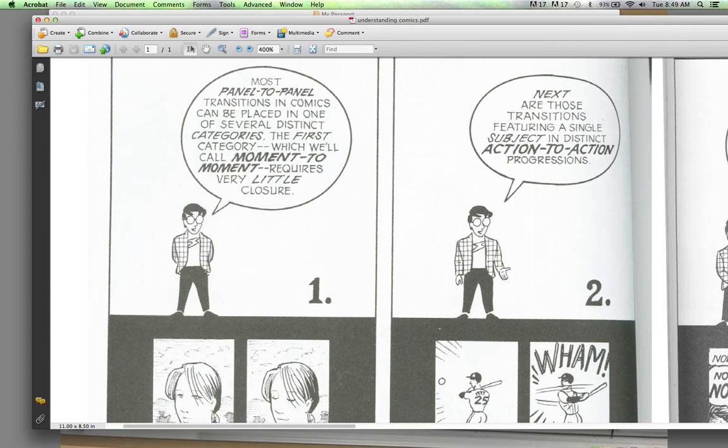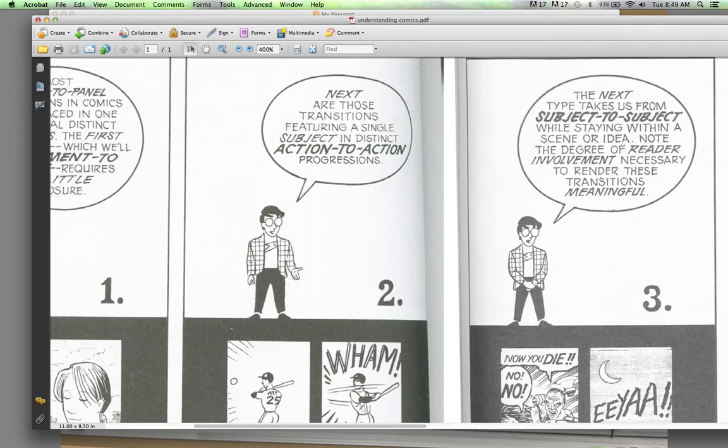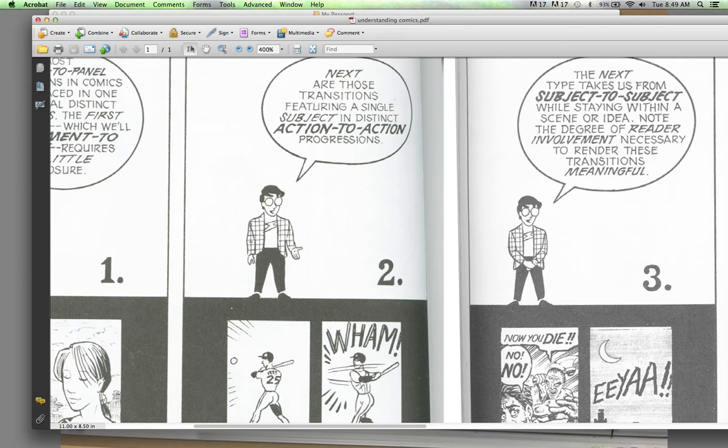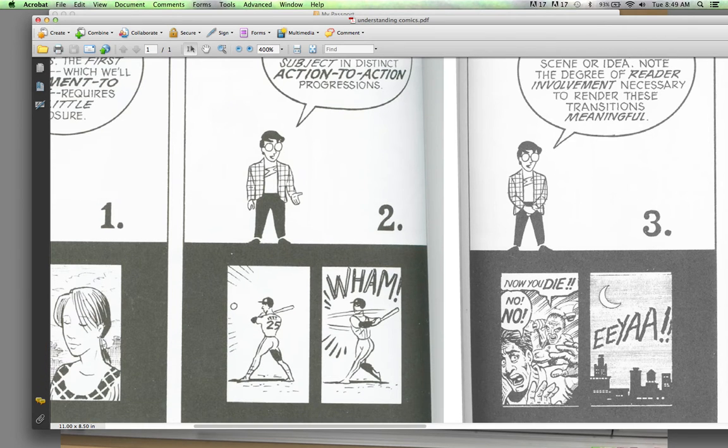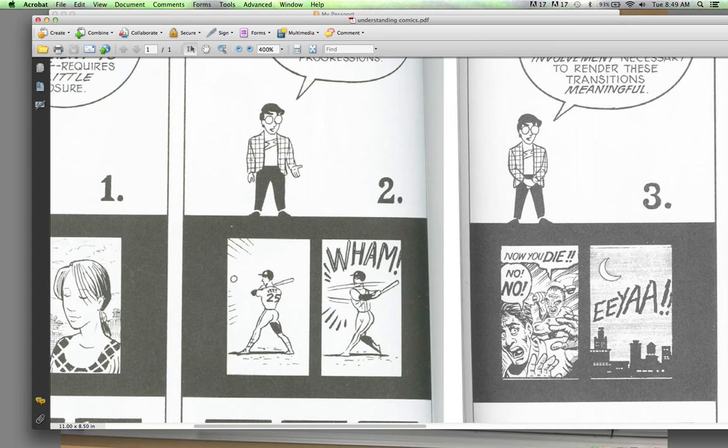Let's take a look at this next one. It's called action to action. And it's very similar to moment, but let's take a look. It says, next are the transitions featuring a single subject and distinct action-to-action progression. So let's take a look. Here's a baseball player. We see the ball coming. There's the action. He hits the ball.